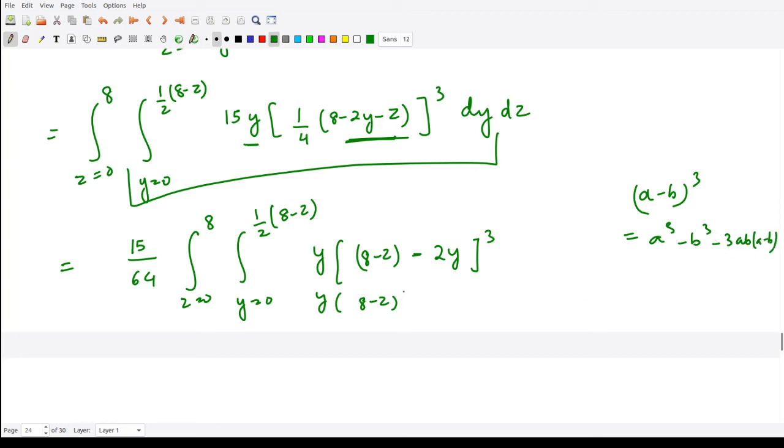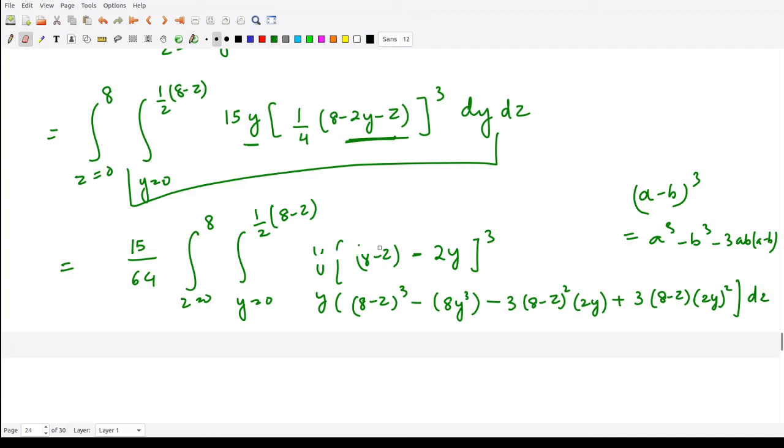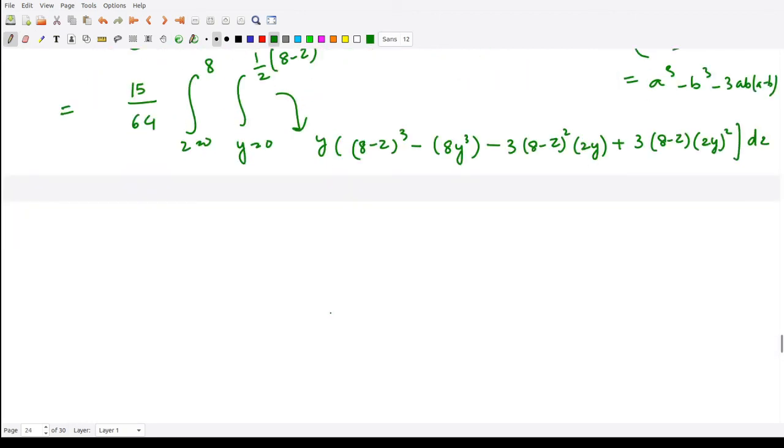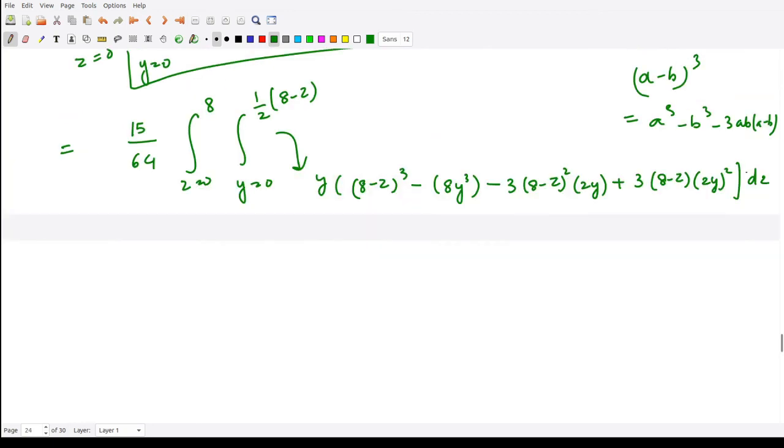So it would be (8 minus z) cube, and then we have minus of (2y) cube, so that is 8y cube, and then minus of 3a square b, that means 3 (8 minus z) square into 2y, right? And we have plus 3ab square. So you have this quantity. So I can write this to be this. And so we are to perform this integration with respect to y and with respect to z.